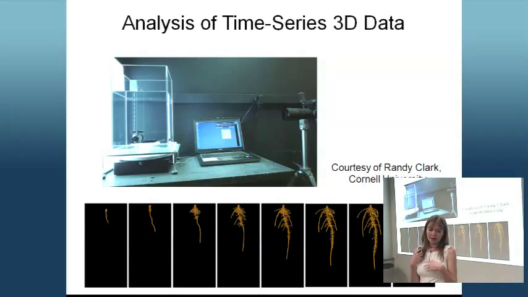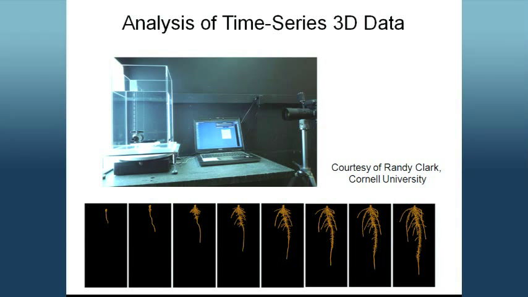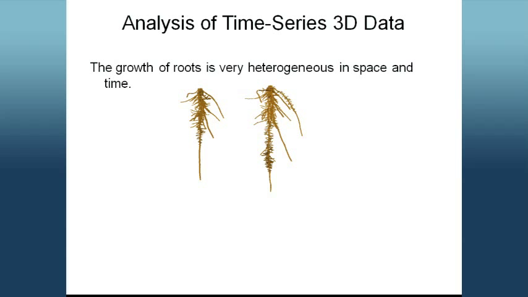I mentioned that our colleagues at Duke University grow rice and monitor its growth throughout 14 days. Here you can see part of this time sequence data. This is an imaging setup where we have an automatic turntable, and we take images of the cylinder with the rice plant inside. The reason I'm interested in this project is that the growth of root architecture is very heterogeneous, both in space and time.